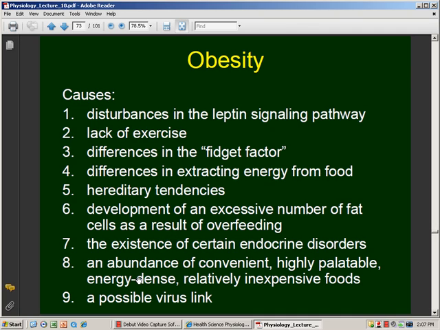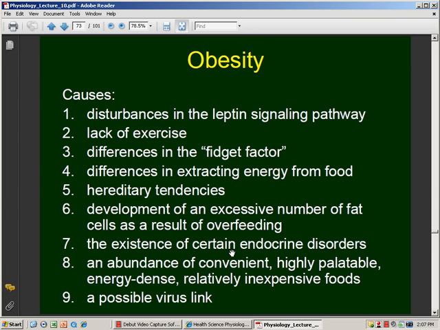Nope. Number 7, existence of certain endocrine disorders. What was that disorder I mentioned earlier where people's body temperature is really high, and if they are low in it, their body temperature is really low? Thyroid. Yeah, thyroid is a perfect example. And we'll talk about thyroid hormone 2 weeks from now, after Thanksgiving. But people with hyperthyroidism, are they going to be obese? Not typically. Who's going to be the obese one?